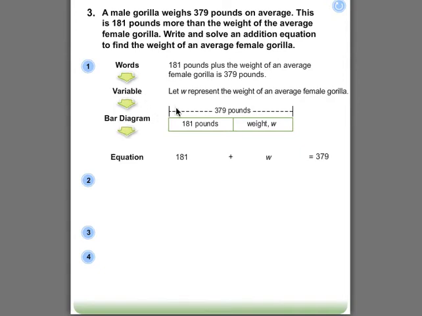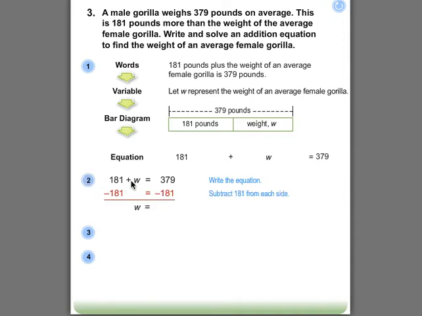The bar diagram shows us that 379 pounds represents the whole thing. We know one part, which is 181. We don't know this part, which is w, the weight. 181 plus w equals 379.